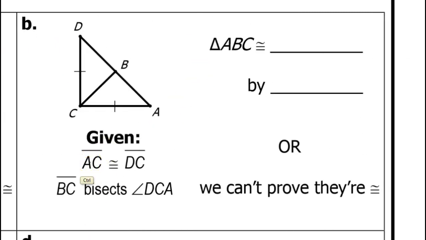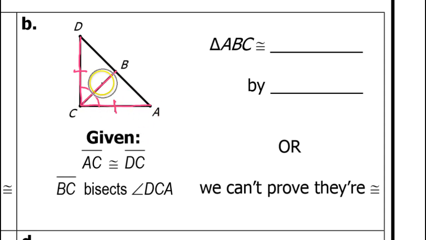Okay, given AC is congruent to DC. So again, here's AC and here's DC. BC bisects angle DCA. Okay, we're bisecting now. So angle DCA is the angle that's being split in half. So here is angle DCA. So see this, I've got this whole angle right here. That's angle DCA. But BC comes along and bisects it. BC comes along and splits it in half. And that creates two congruent angles. All right, so I'm going to have that.